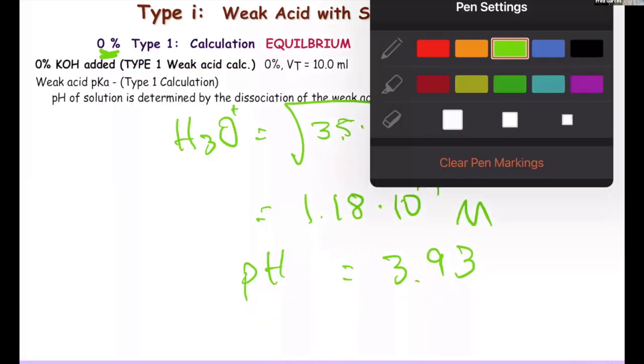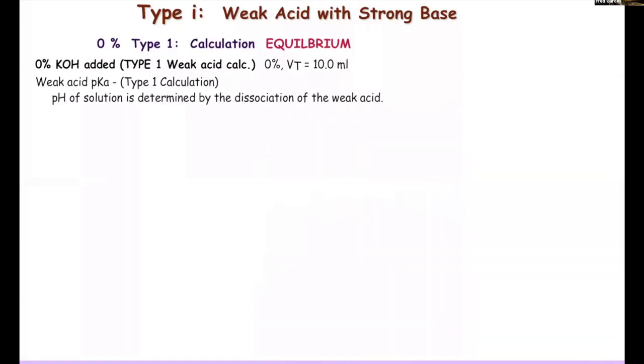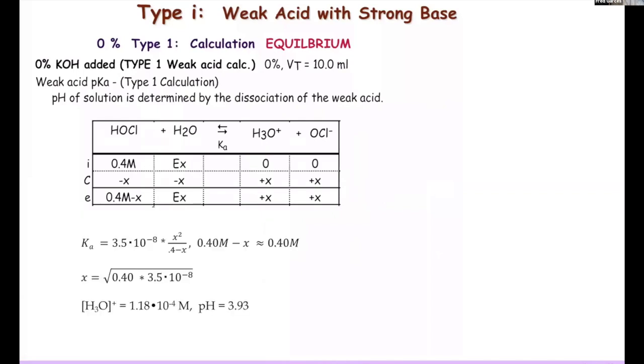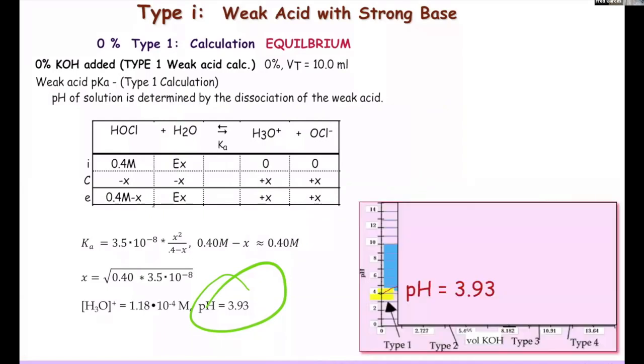Let me clear this up. Remember that value, it's in my calculator, 3.93. Here I sort of walk you through the ICE table. Here I show you what's going on. It's exactly what we got. Okay. So that's our first point.